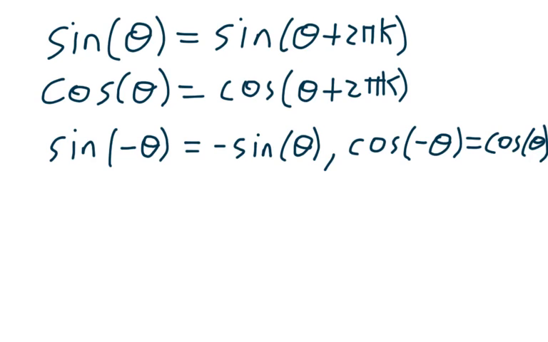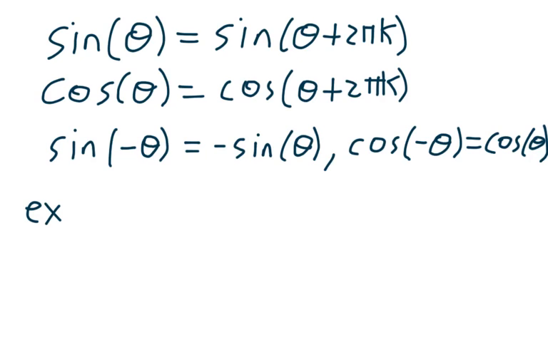And not only that, sine of negative theta is the same as negative sine of theta. In other words, sine is odd. Cosine, as you can see here, is even. Cosine of negative theta is cosine of theta. That's really what we saw from the previous video. So what I want to do now is use these equations to solve some other examples.